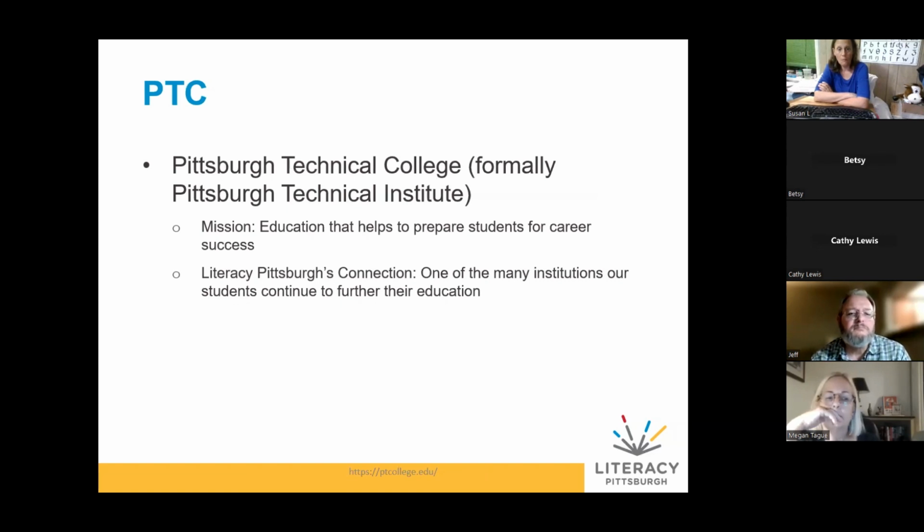Another college that our students will move on to is the Pittsburgh Technical College, which is formerly known as the Pittsburgh Technical Institute, or PTI. And this is one of the many institutions that our students continue to further their education after working through our program.